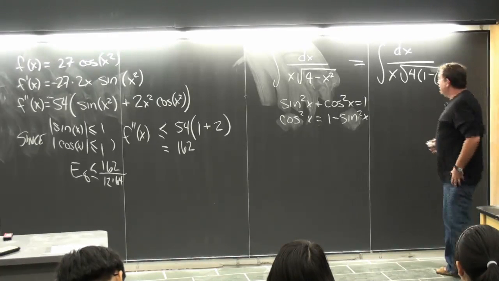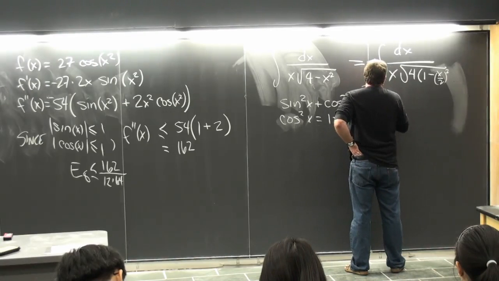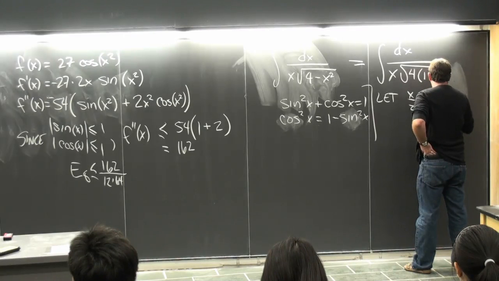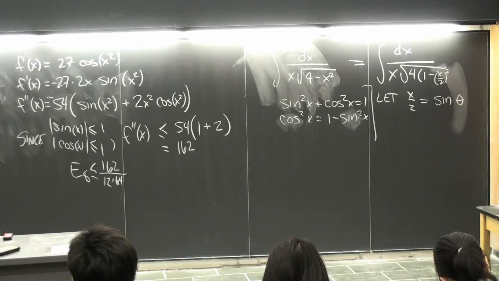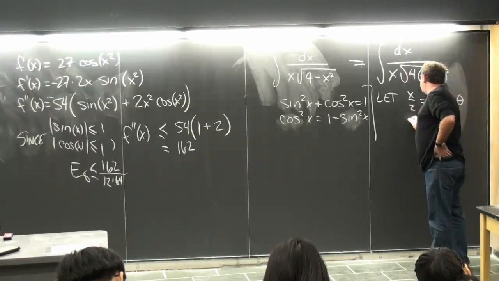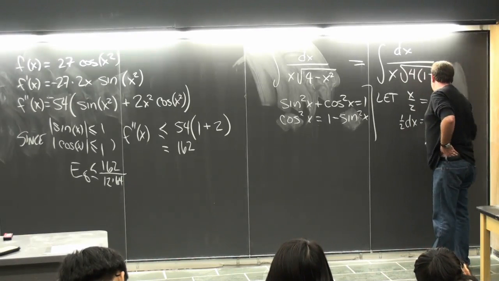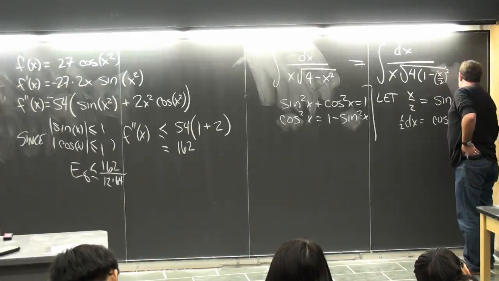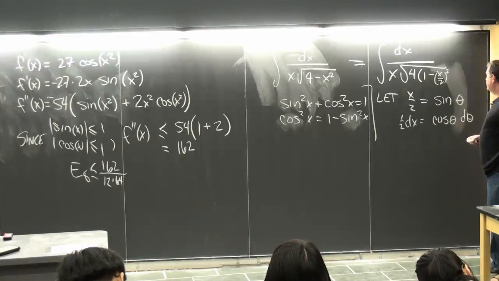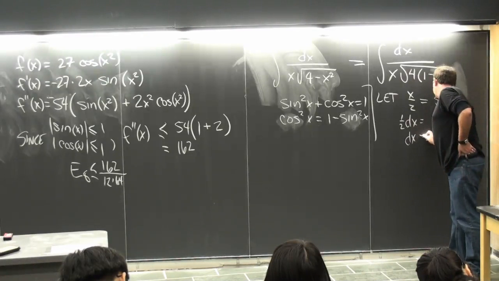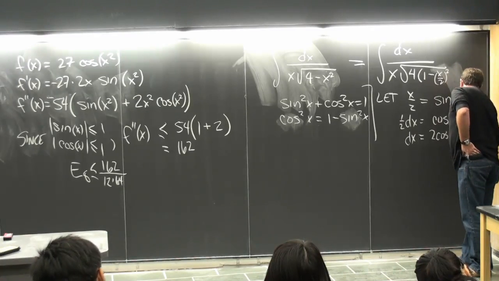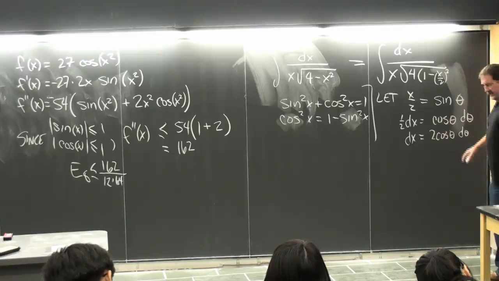And so now I'm going to make the substitution x over 2. I want that to be a sine. Or if you prefer, x is 2 sine theta. They're the same. And so that means that dx over 2 is a cosine theta d theta, like that. And so here, dx is 2 cosine theta d theta.